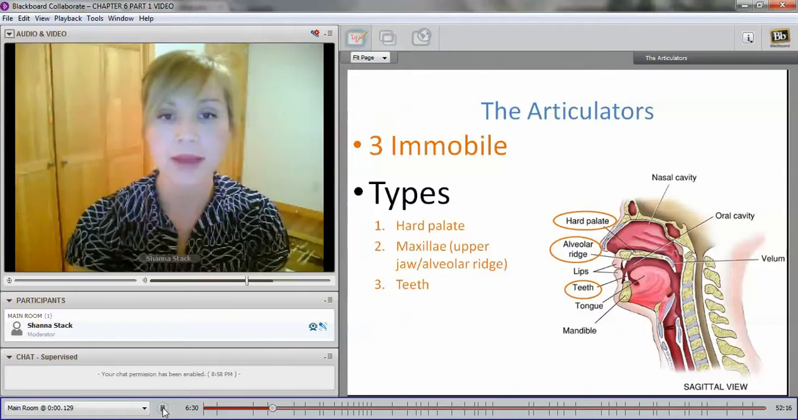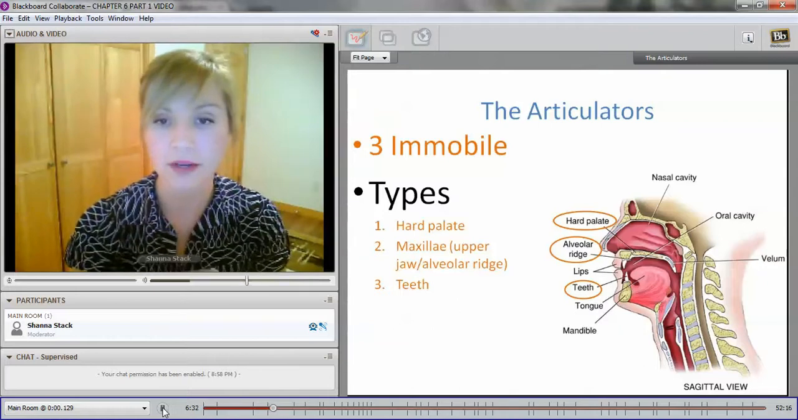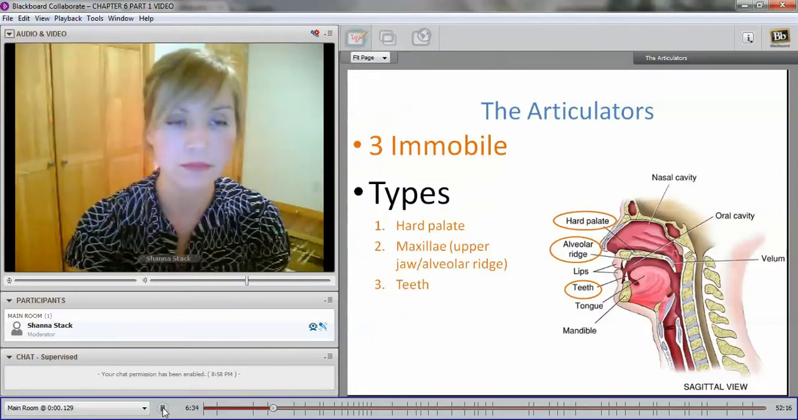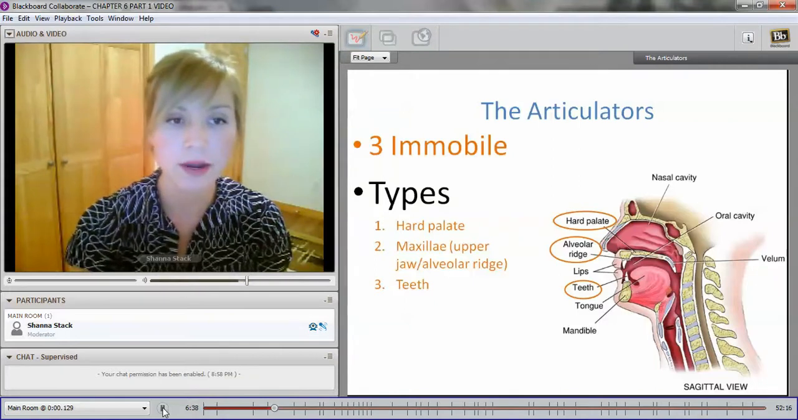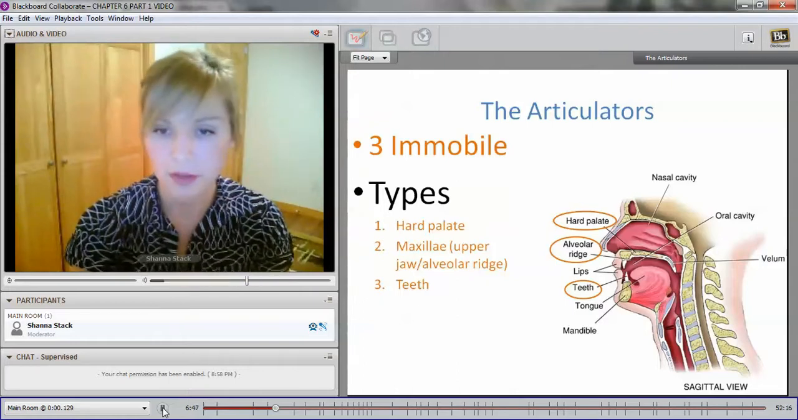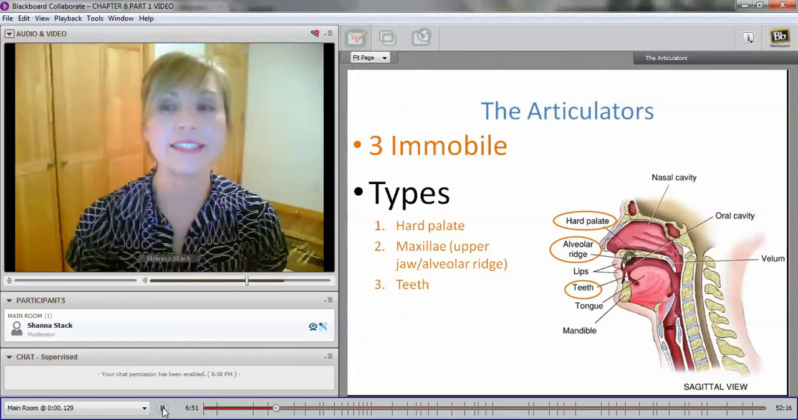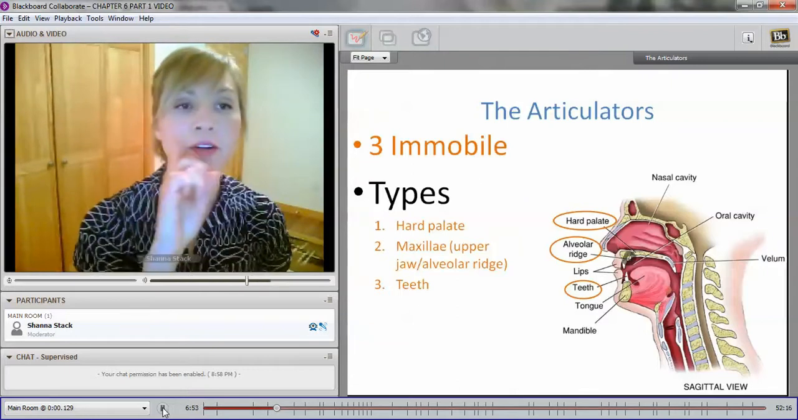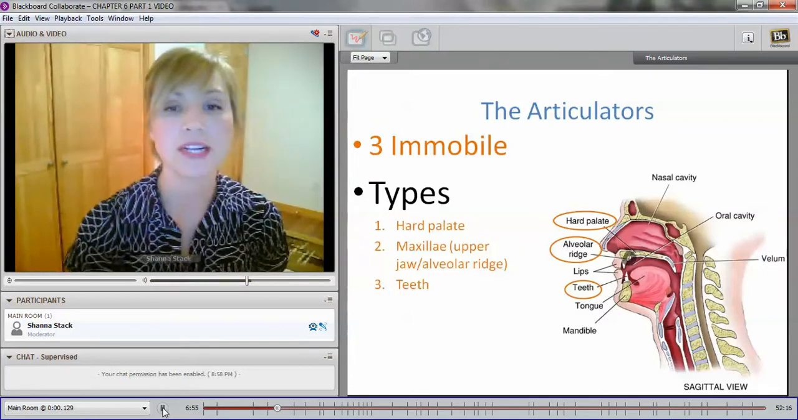And I put your maxilla as, let me get it for you. So when I put maxilla, I was talking about your alveolar ridge. And you guys might have heard this if you took some additional classes in CSC, but that's this portion right here. It's that ridge right behind the teeth in your upper dental arch, right here.